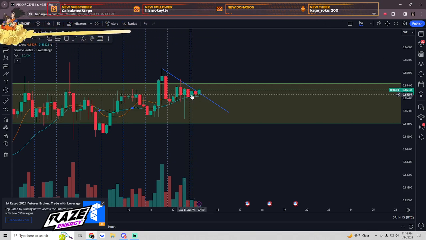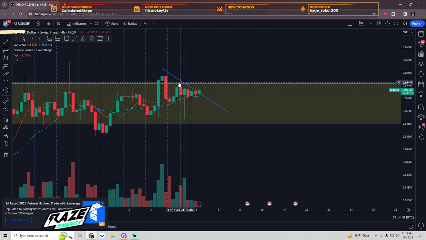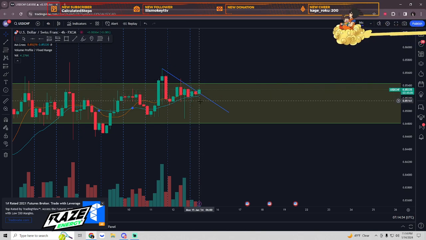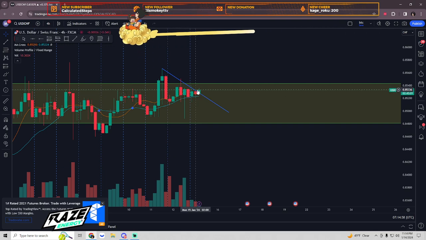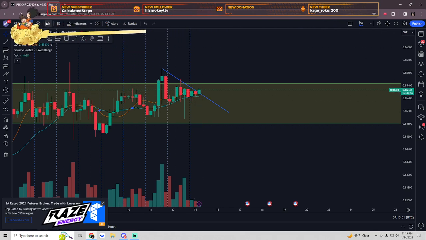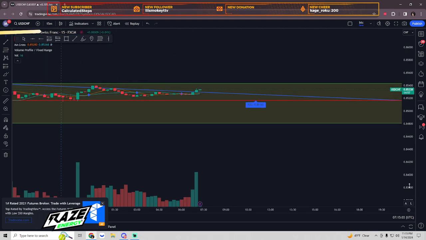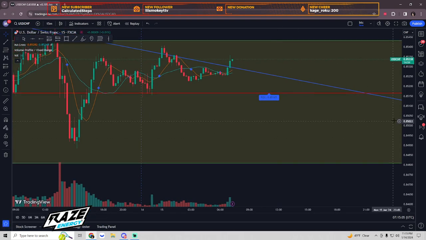I took a position somewhere around here, and I like to put this trend line down here because I want it to close above it. If it were to close under it, that means my thesis is invalid and this stock's most likely going to go back down. If I go down to a 15-minute time frame, you'll be able to see here.